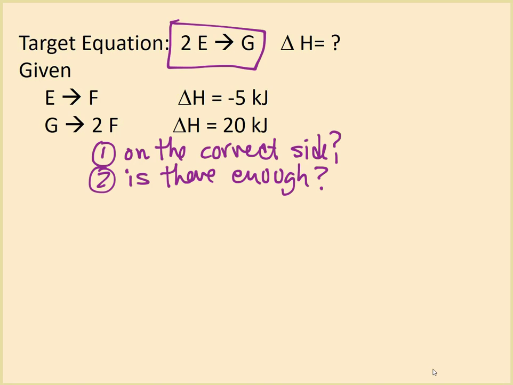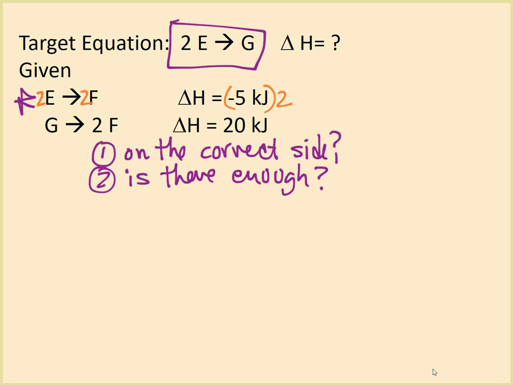So let's start off with my first equation. In my first equation, I have an E go to an F, and looking at my target equation, I see there's a 2 in front of the E. So I'm going to have it match the target equation because that's our goal. So I'm going to put a 2 in front of everything. Everything gets multiplied by 2.